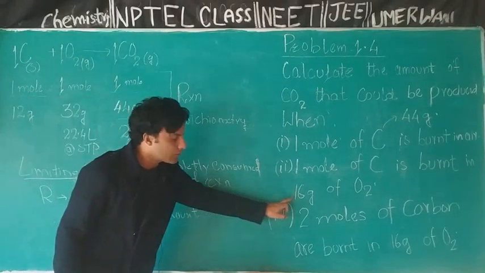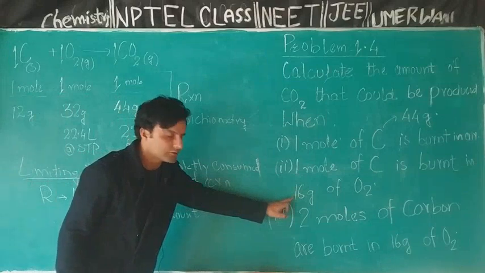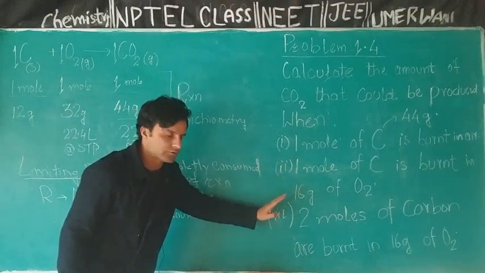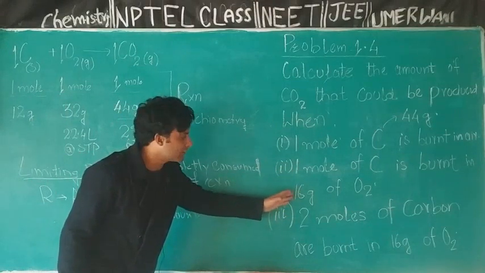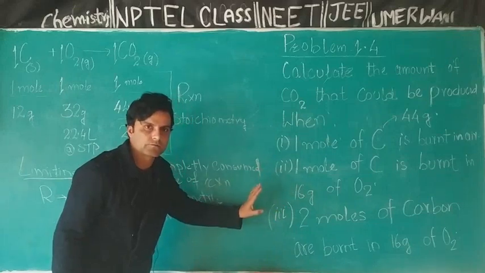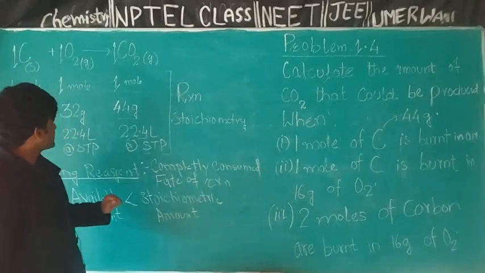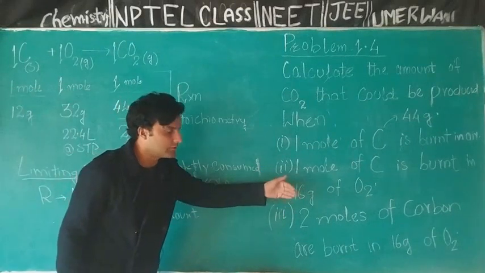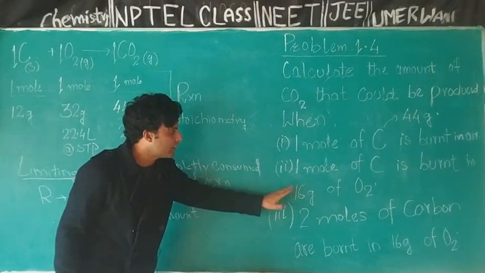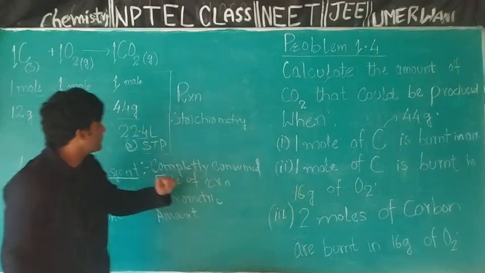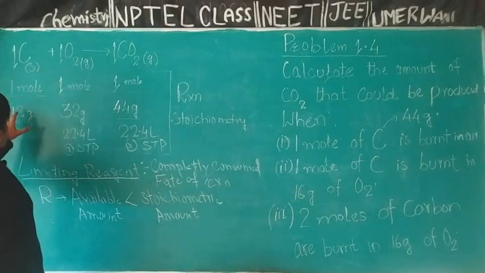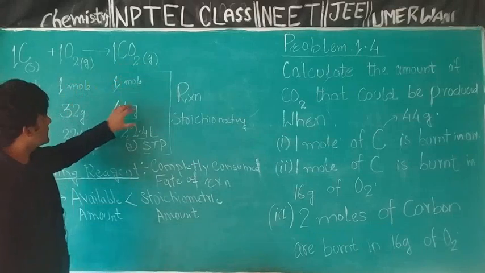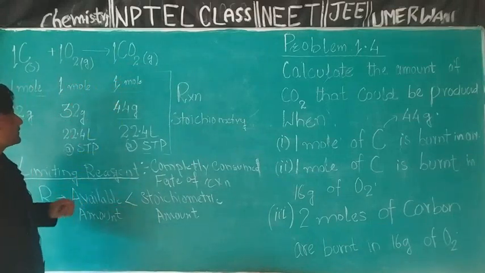Whatever amount we take at the start, it will get completely consumed, or react completely. 16 grams of oxygen will get completely consumed, and it will decide now how much carbon will get consumed and how much carbon dioxide will be formed.